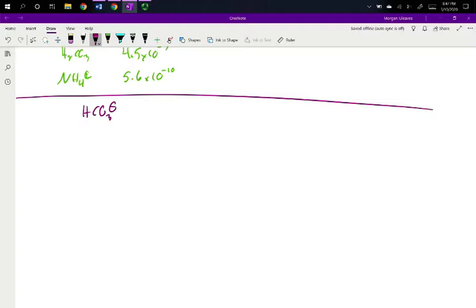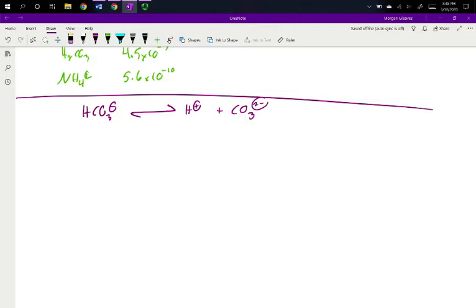HCO3 minus can either be a base and pick up a proton, but it can also give away a proton. There's a name for it. It's amphoteric. Fancy name that just means it can be both a base or an acid. In our original reaction, when H2CO3 was breaking apart, our bicarbonate was the base. But bicarbonate can give up a proton, and so it can also be the acid.